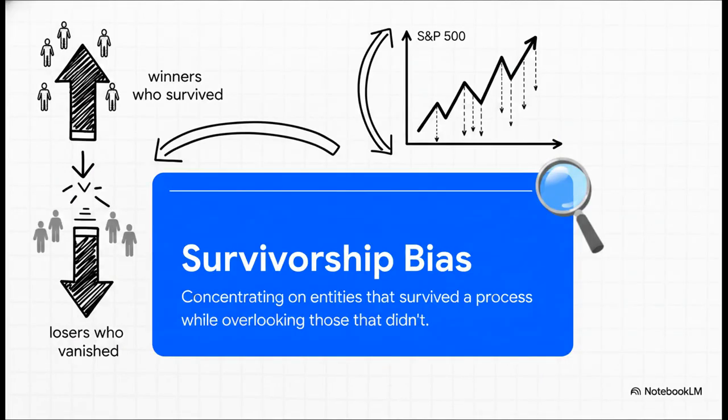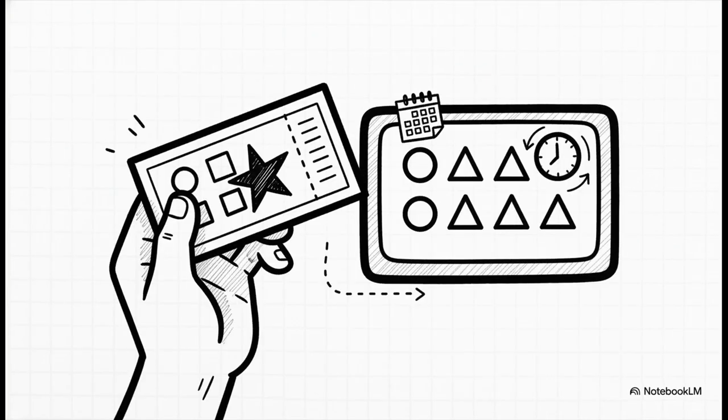The usual suspect here is a phenomenon called survivorship bias. Simply put, this is the logical error of focusing entirely on the winners, the ones who survived a selection process, while completely ignoring the losers who just vanished along the way. But when we're talking about algorithmic trading, and especially when backtesting against major indexes like the S&P 500, there's a highly specific, much more insidious version of this bias that we absolutely have to look out for. And that is forward-looking inclusion bias.